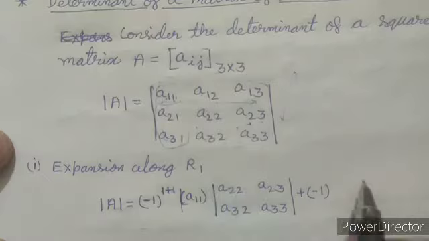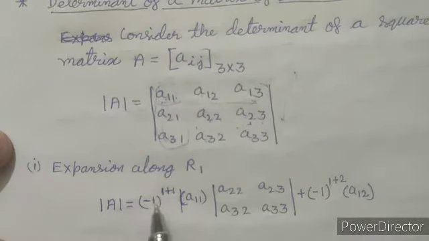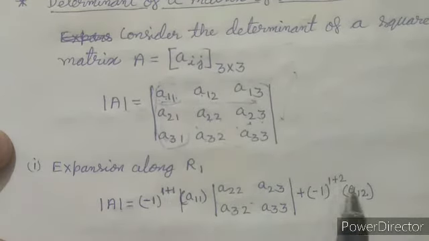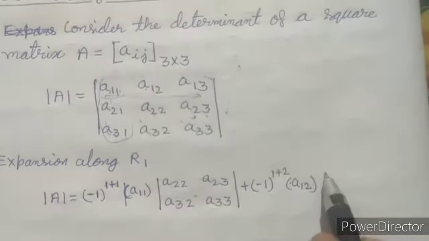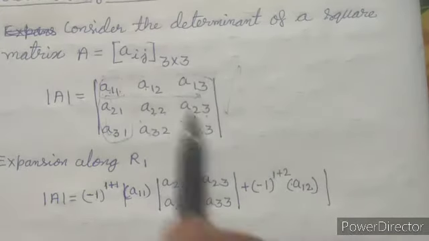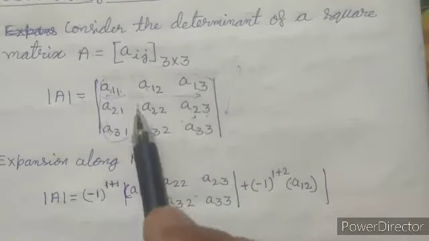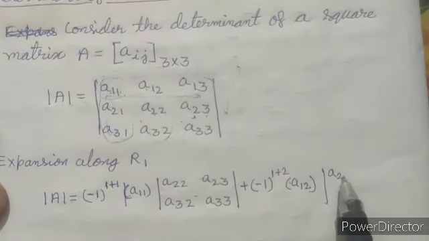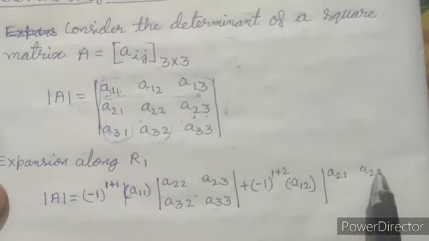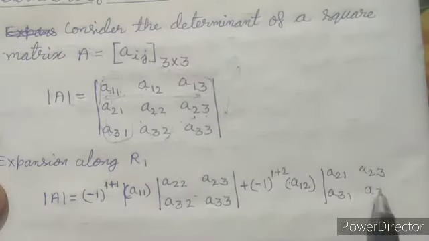Now we are taking A12, so this will be minus 1 raised to power 1 plus 2 into A12. Now this was for the first element of row 1, and this one will be for the second element of row 1. Into, now again for A12 we will eliminate the row of A12 and the column of A12, and that will give us A21, A23, A31, A33.